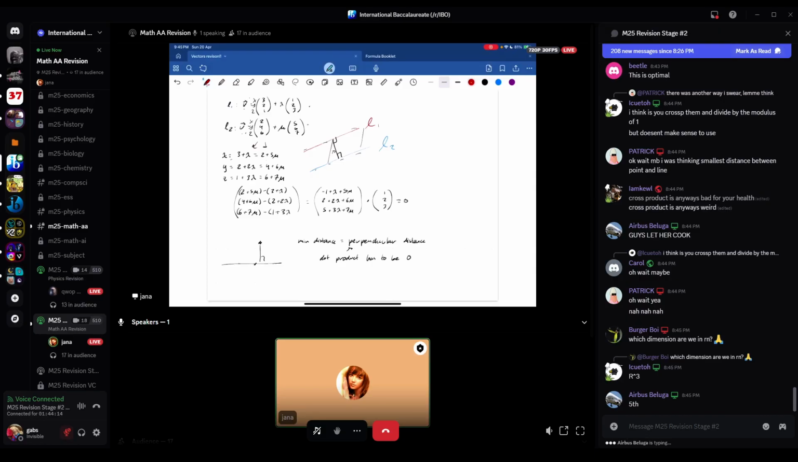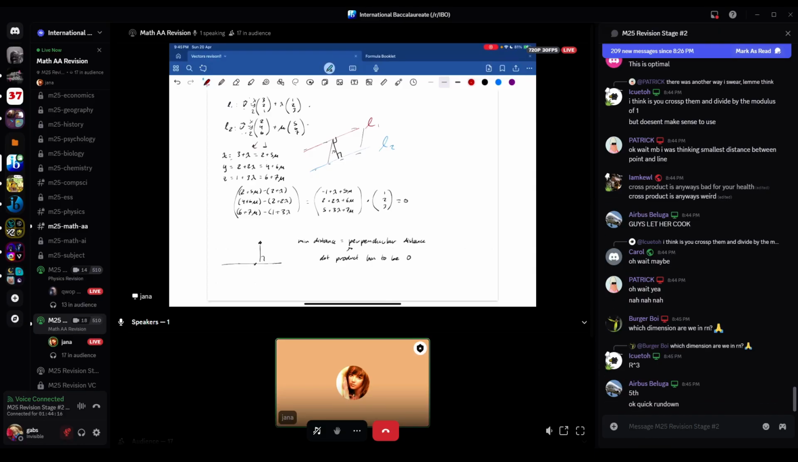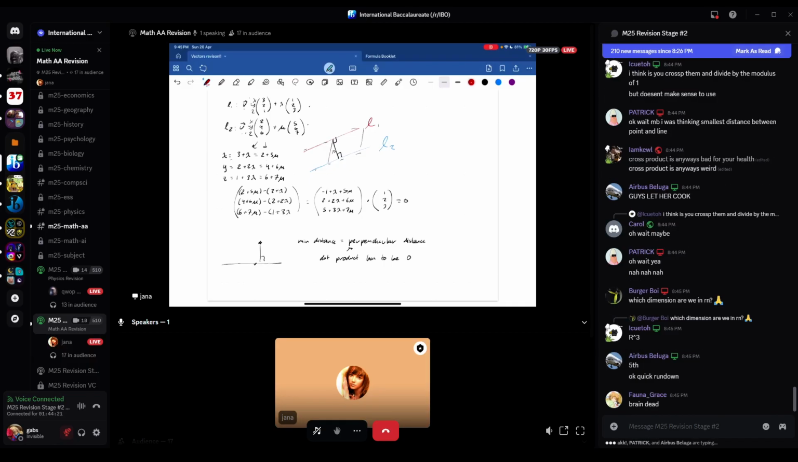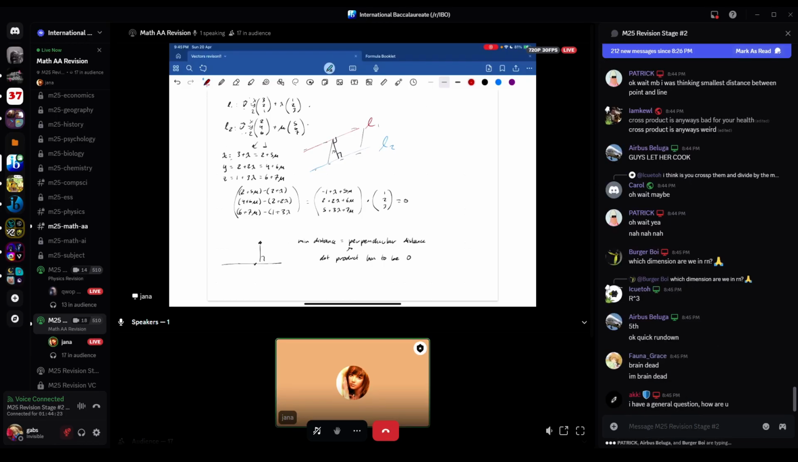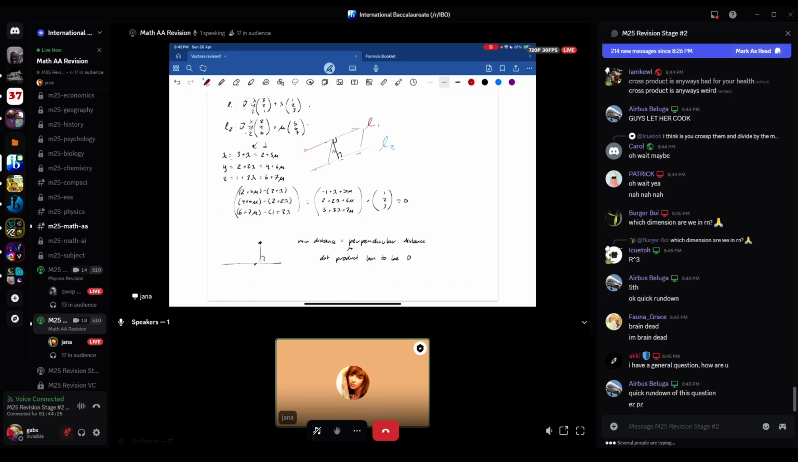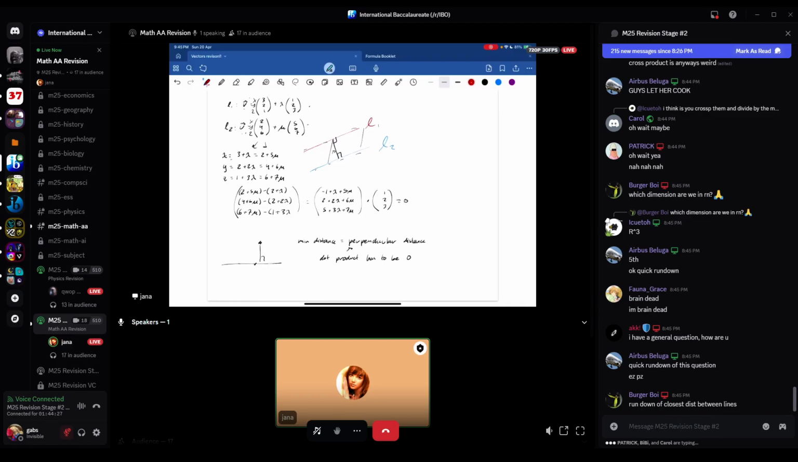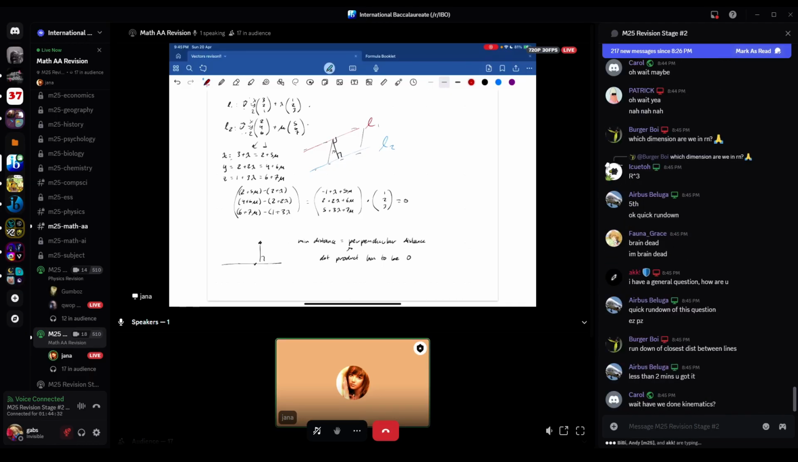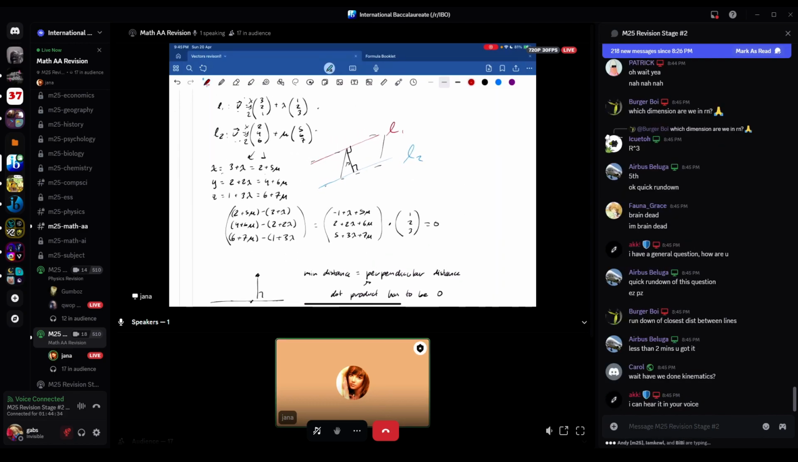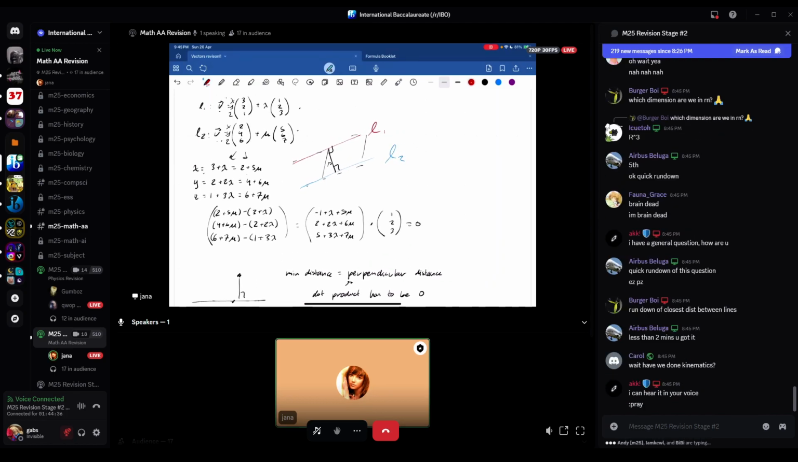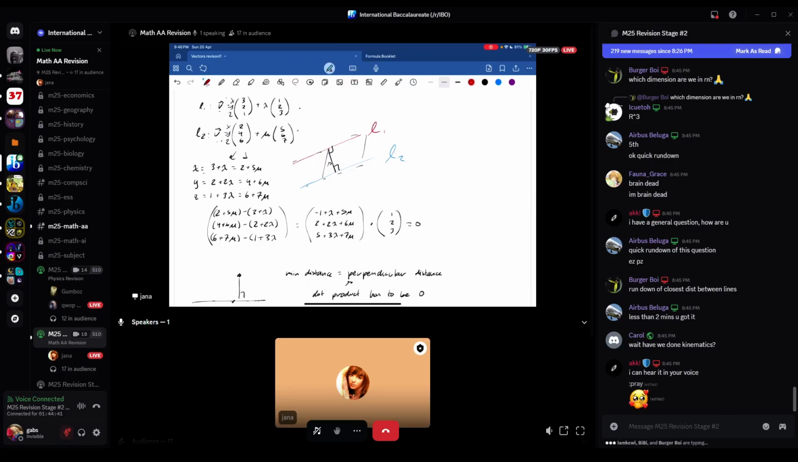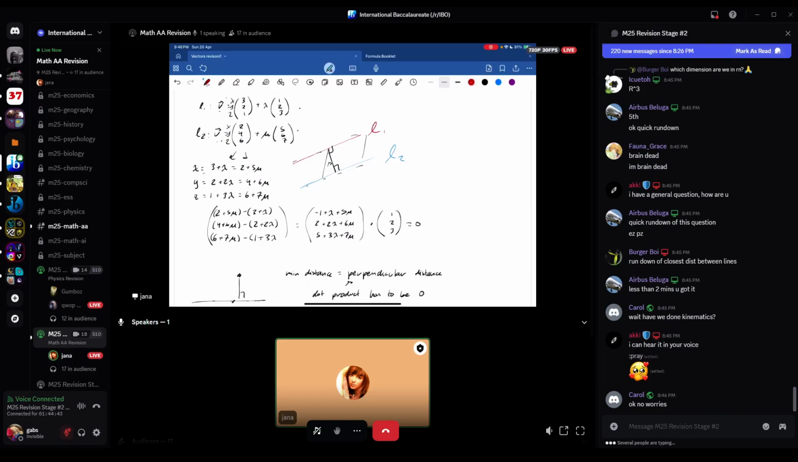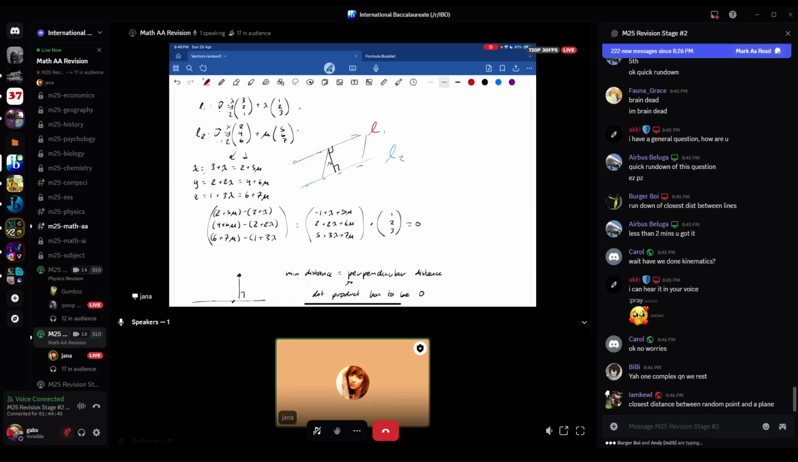Also, do you guys have any general questions? Because I feel like we've done enough problems for today. Rundown of what? Minimum distance between two lines? I'm doing stellar, Hockey. I'm doing wonderful. Closest distance between two lines. Guys, we haven't done kinematics, but I feel like vector kinematics is pretty simple. Not a huge deal. We can do it at some point if you guys want to.